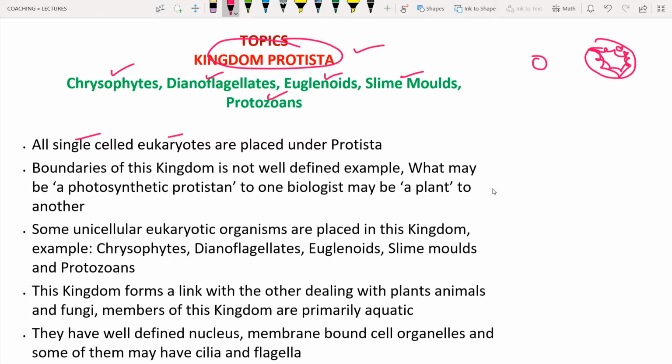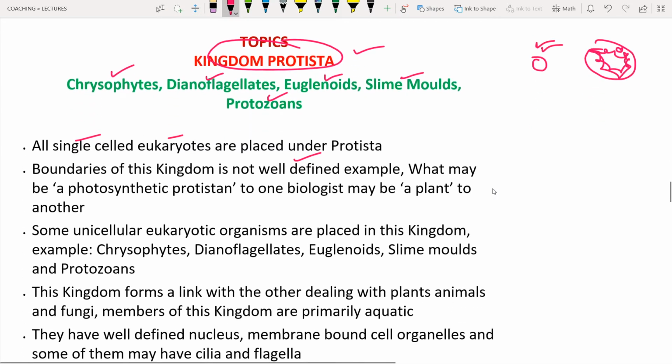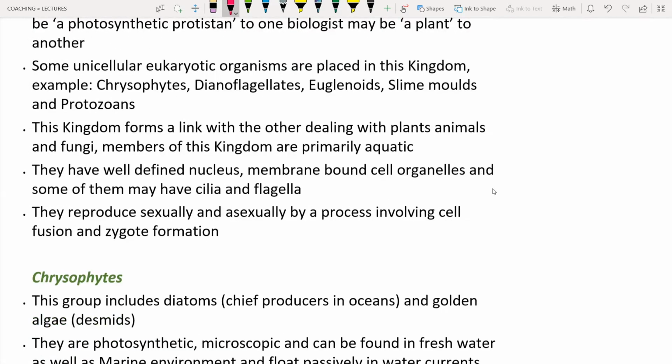What does it mean? For example, an organism may look like a photosynthetic organism to me, the same organism may look like some kind of plant to you, and it may look like bacteria to some other biologist, and so on. This is the reason it doesn't have well defined boundaries. Some unicellular organisms are placed in this kingdom, for example chrysophytes, dinoflagellates, euglenoids, slime molds, and protozoans. These all are the organisms that are placed in the kingdom Protista.